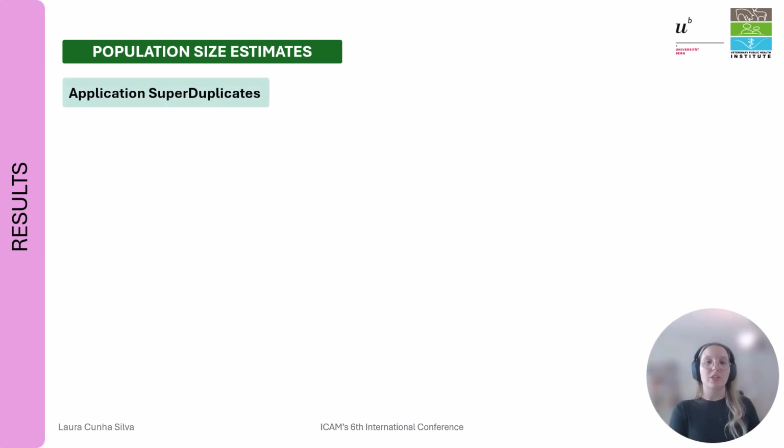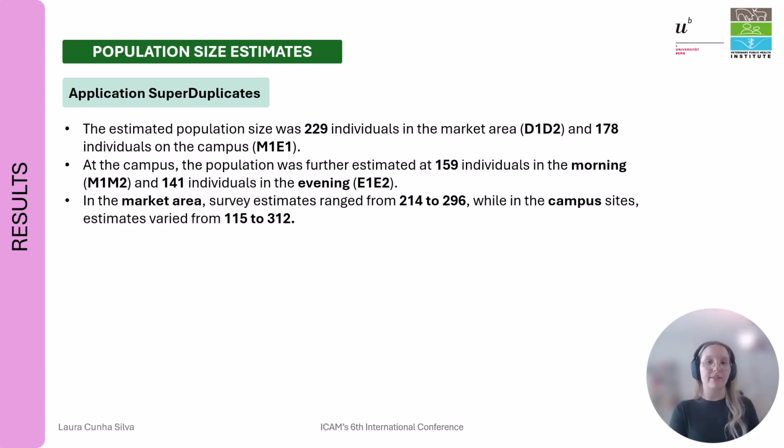For the estimates using superduplicates in the campus site and the market site, the first 2 consecutive surveys were used to calculate the population estimated size. The estimated population size was 229 individuals in the market area using surveys from day 1 and day 2, and 178 individuals on campus using surveys from morning 1 and evening 1. At the campus, the population was further estimated at 159 individuals in the morning using surveys from morning 1 and morning 2, and 141 individuals in the evenings using surveys from evening 1 and evening 2.